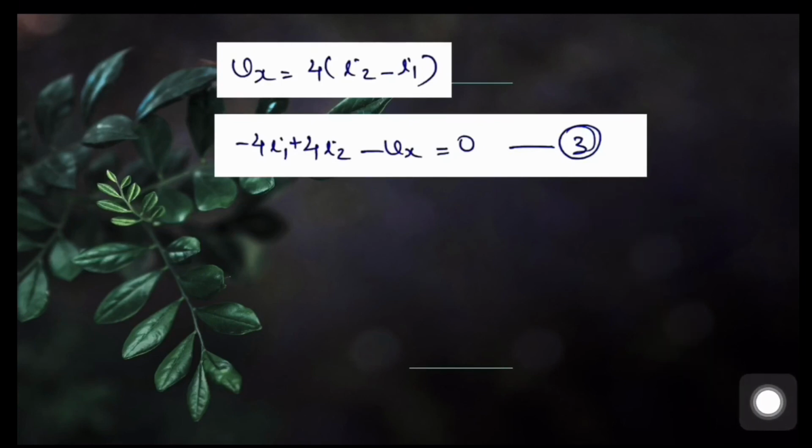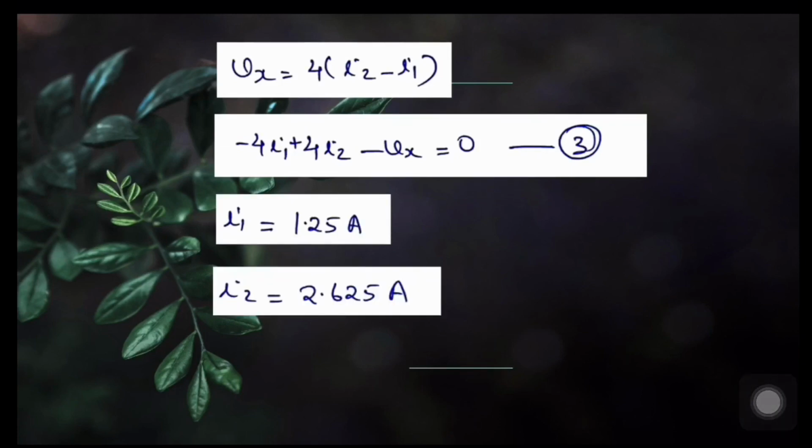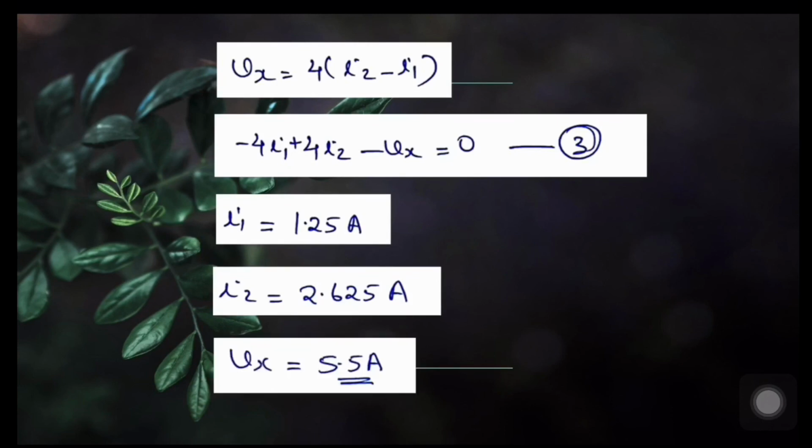Thus, we got 3 equations and 3 unknowns. When we solve these 3 equations, we get the value of I1 as 1.25 amperes, I2 as 2.625 amperes and Vx as 5.5. Hope you remember in the question we are asked to find the value of current I1, and we got it as 1.25 amperes.